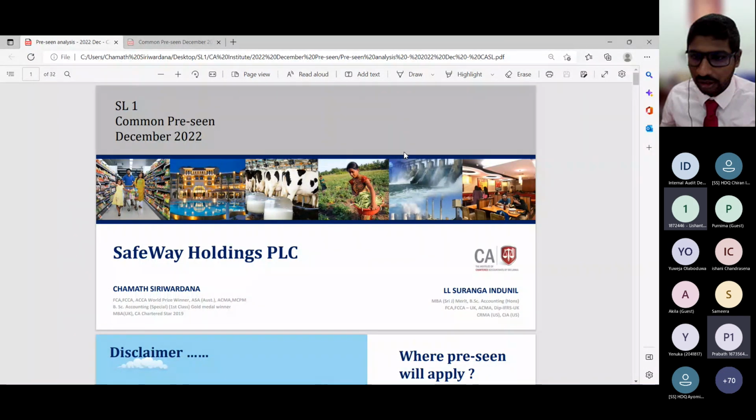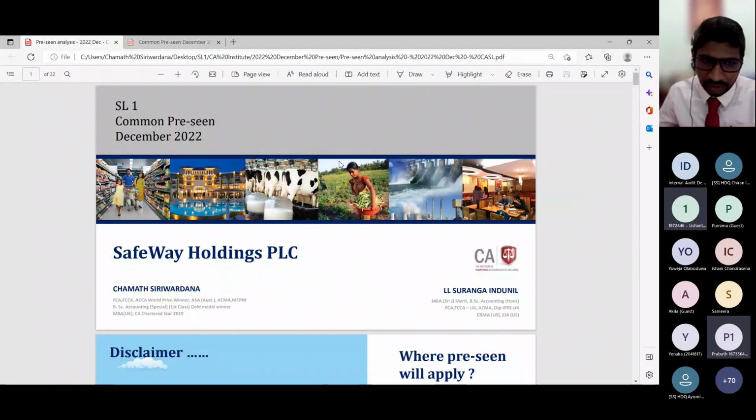A student, if I comment something about the pre-seen, this is one of the shortest pre-seens that we have come across in SL1 history. Last time also we had a pre-seen of about 15 pages, and this time it was reduced to 14 pages. But in terms of information, I would say this pre-seen has more than enough information to test a number of questions in part 3, part 2, or question 3 in your paper.